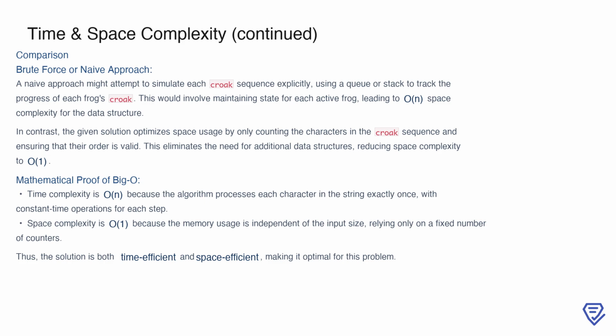From a mathematical perspective, the time complexity remains O(n), because each character is processed once with constant time operations. The space complexity is O(1), because the memory usage is fixed and does not scale with input size. This makes the solution both time efficient and space efficient, demonstrating its optimality for the problem.